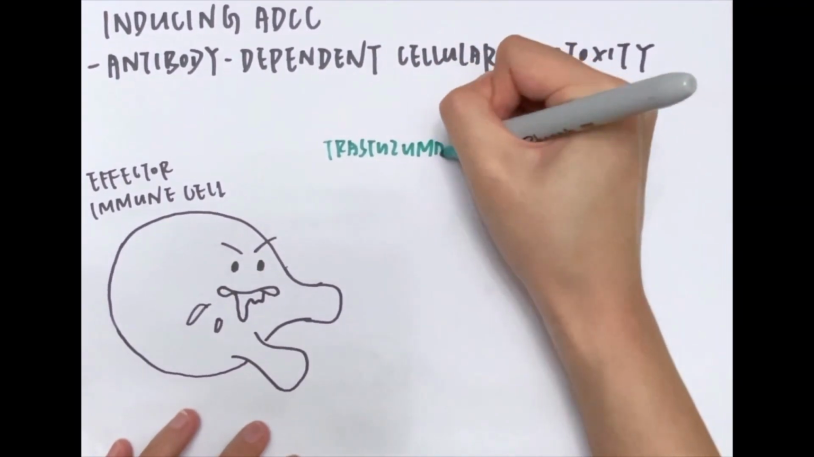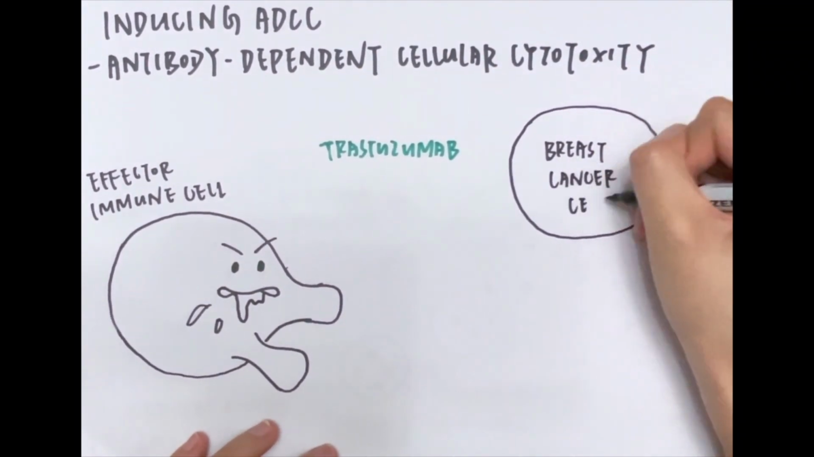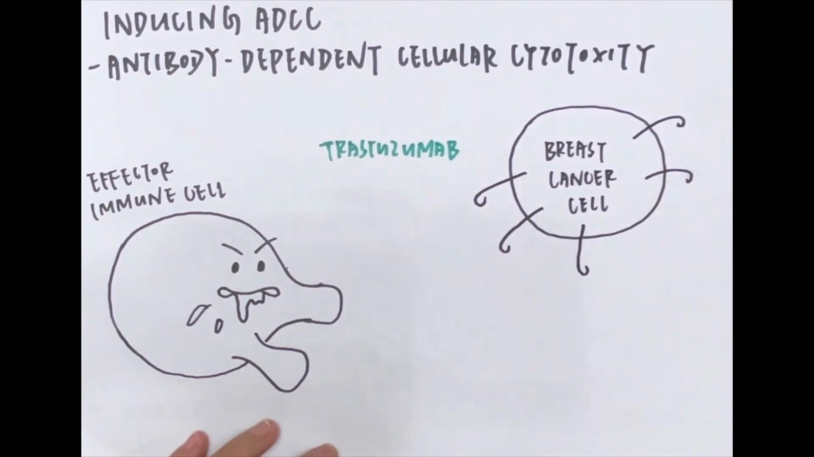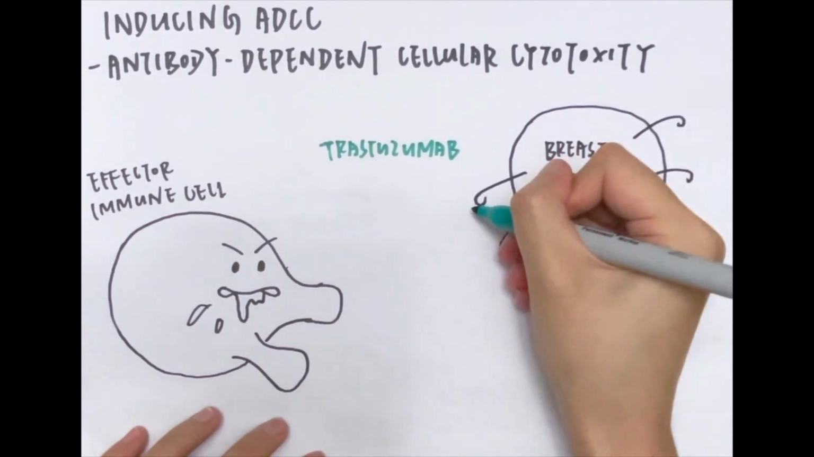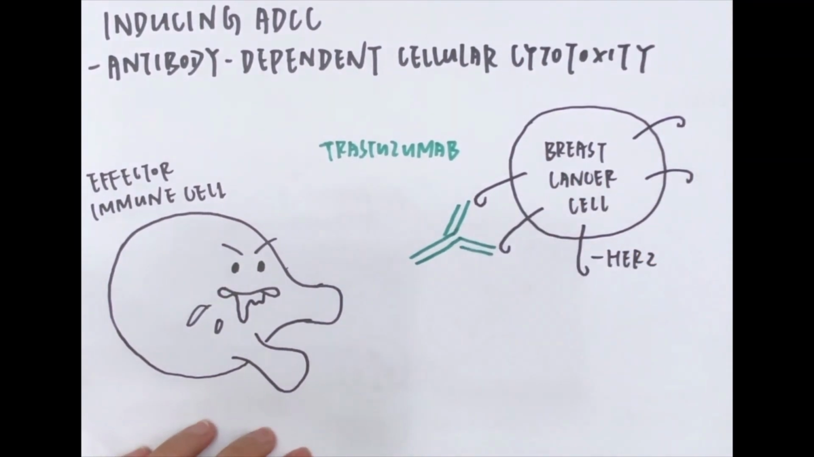Trastuzumab is a MAB used in HER2-positive breast cancer. HER2 is a transmembrane receptor that is often overexpressed on breast cancer cells. Trastuzumab is directed against the extracellular domain of HER2. Upon binding, it marks the cancer cell for the immune system's attack through ADCC.